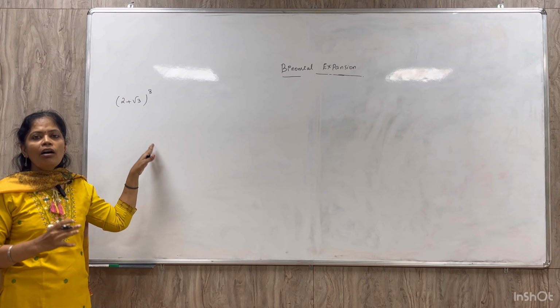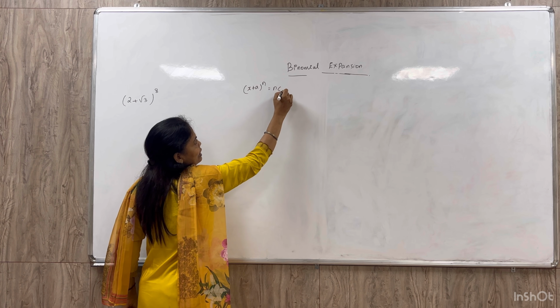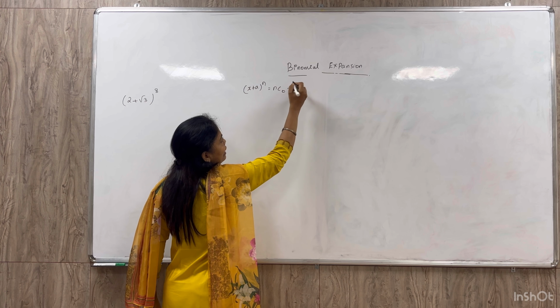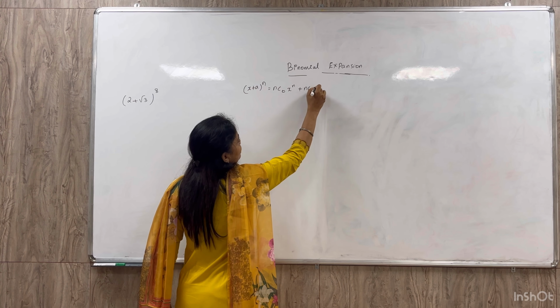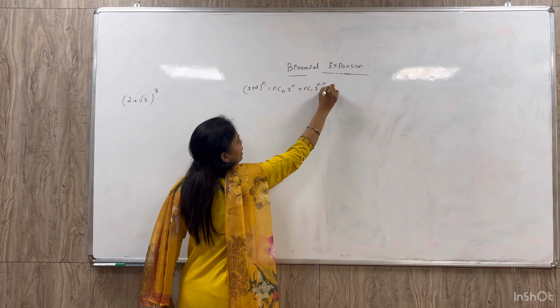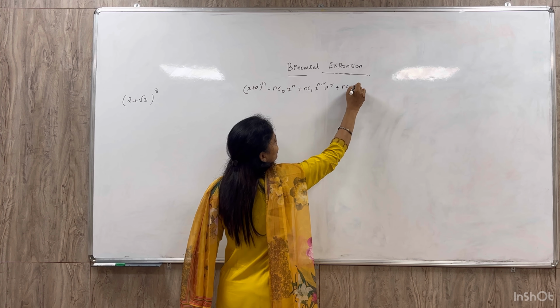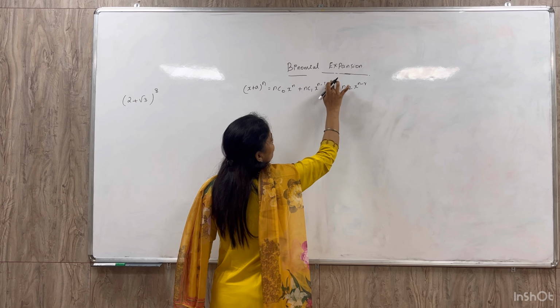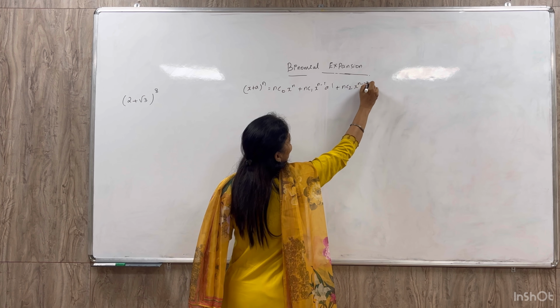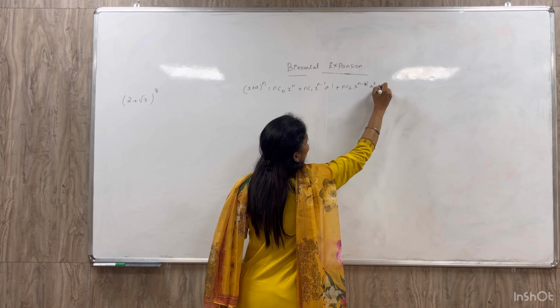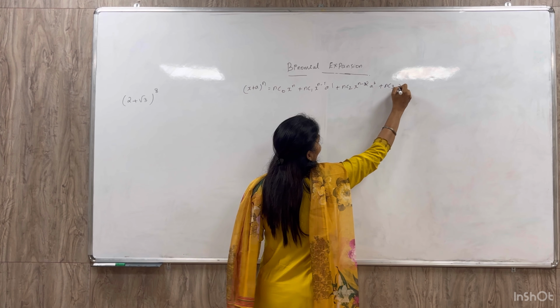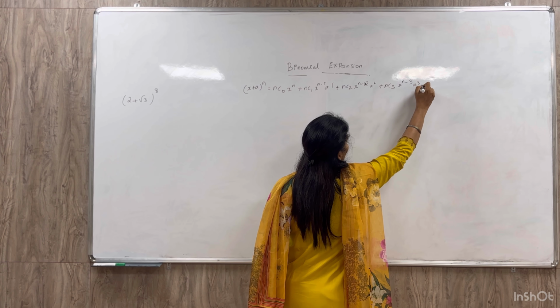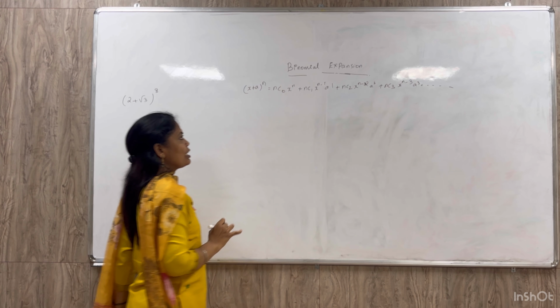First, let me explain the general term. For x plus a, the whole power n, the general expansion is nC0 x to the power n, plus nC1 x to the power n minus 1 a to the power 1, plus nC2 x to the power n minus 2 a to the power 2, plus nC3 x to the power n minus 3 a to the power 3. It keeps going like this. This is the general expansion.